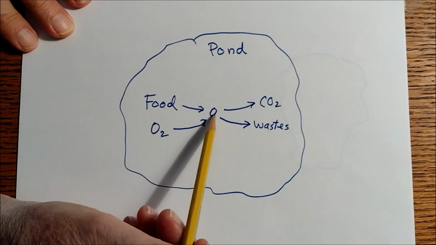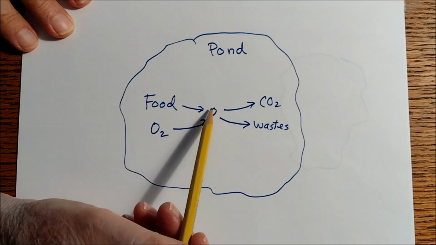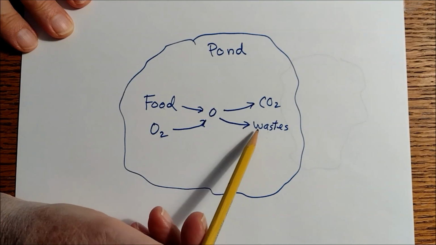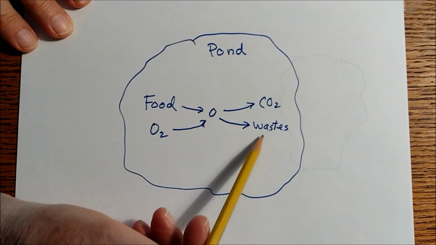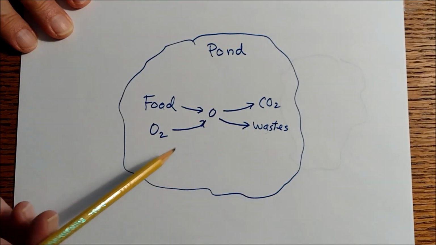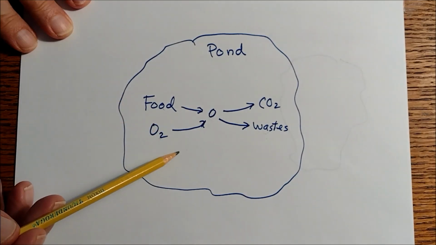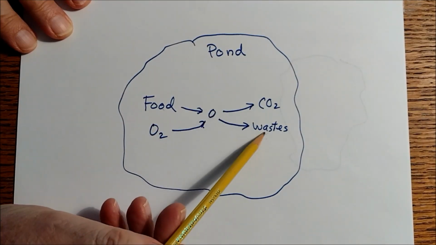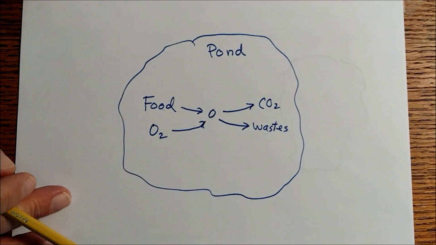Now, once it takes in the food and oxygen, it sends out waste products, carbon dioxide, and other waste products that we'll talk about in more detail later. This food and oxygen come from the water that's in the pond, and the waste products go back into the water that's also in the pond.